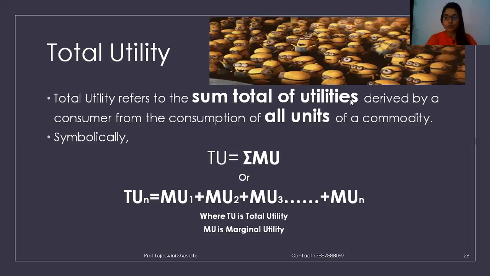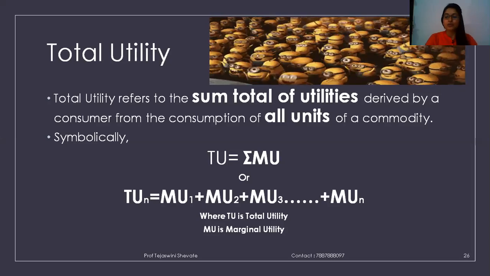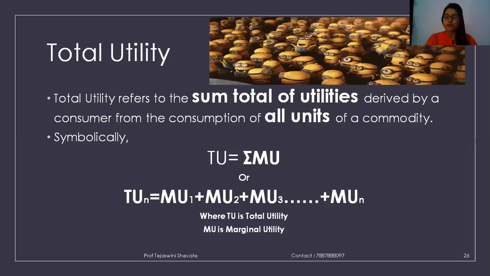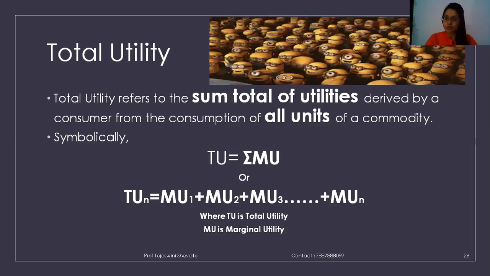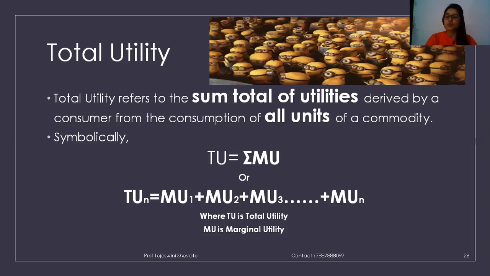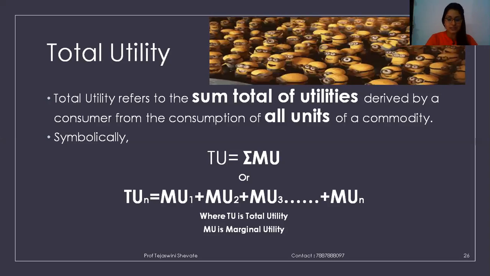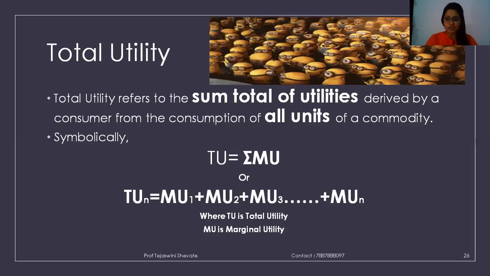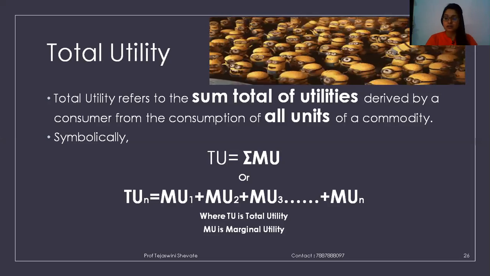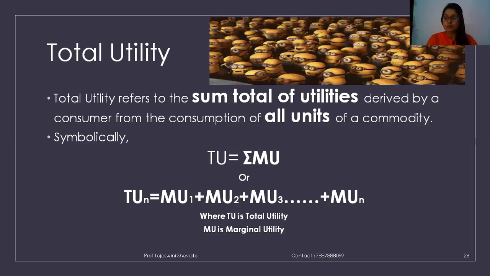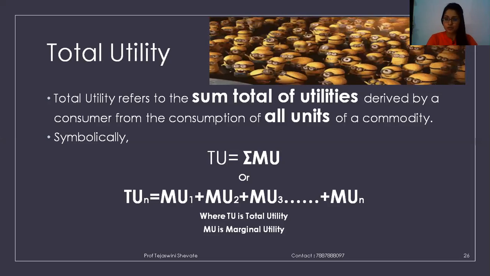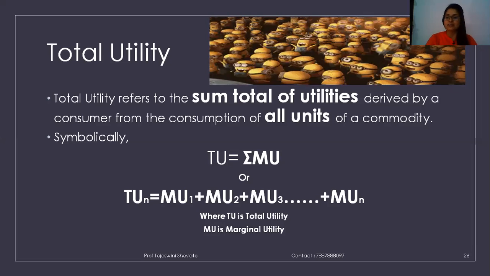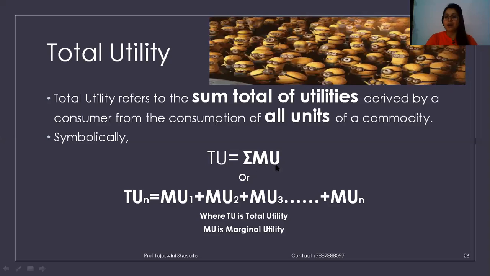So every mango is going to give you some utility, right? When you add all the utilities of the mangoes that you have consumed, from all the units, you get total utility. What you need to remember in this definition is that total utility is the sum total. Sum, matlab addition, of all the utilities that you derive from all the possible units that you have consumed. So this is called total utility. Symbolically, total utility is written as summation of marginal utility.